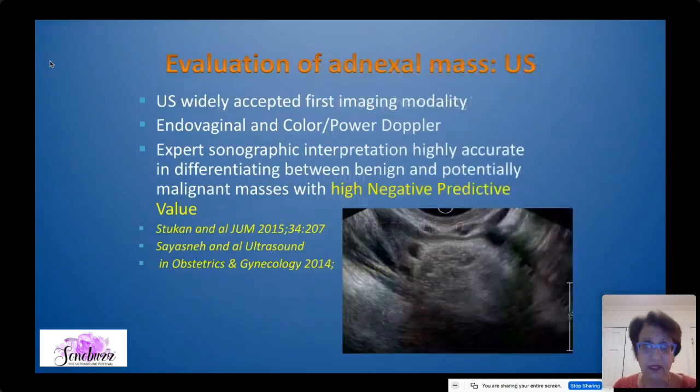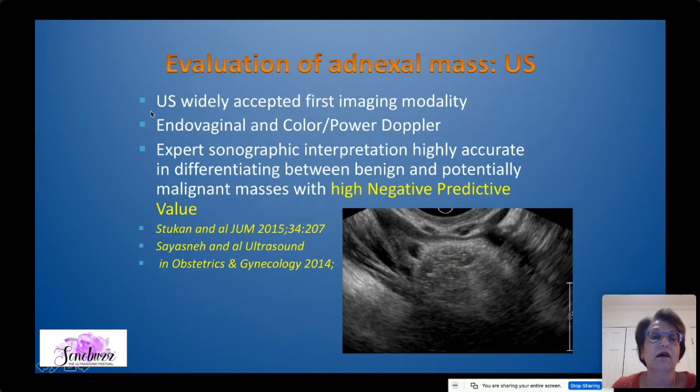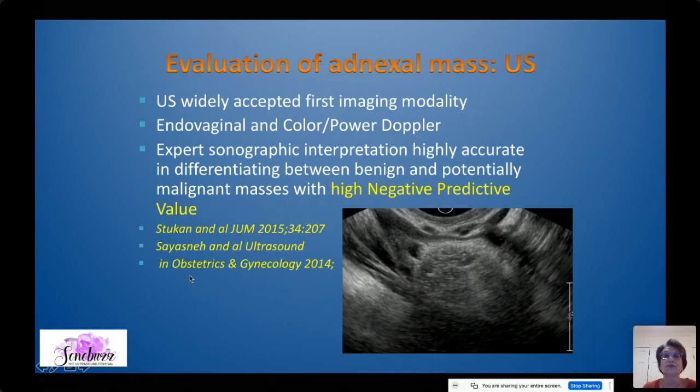And so when we talk about evaluation of adnexal mass, ultrasound is widely accepted as a first imaging modality. It will involve not just transabdominal, of course, but endovaginal and color and power Doppler. And several studies have shown that expert sonographic interpretation is highly accurate in differentiating benign or leave-alone lesions from potential malignant masses with a high negative predictive value.